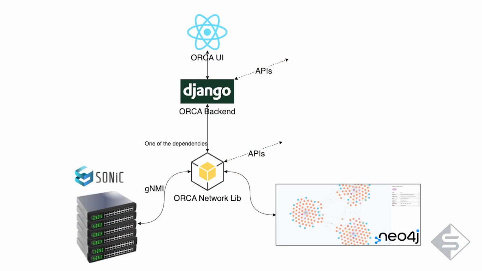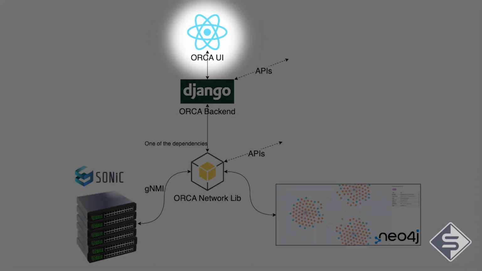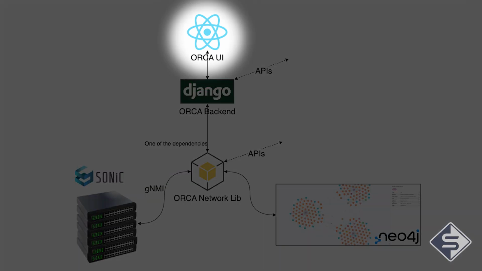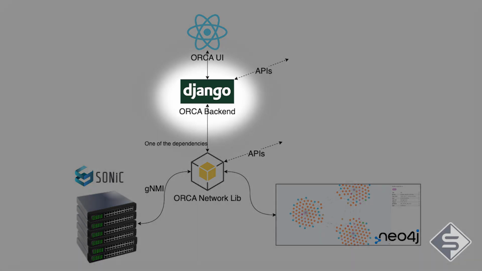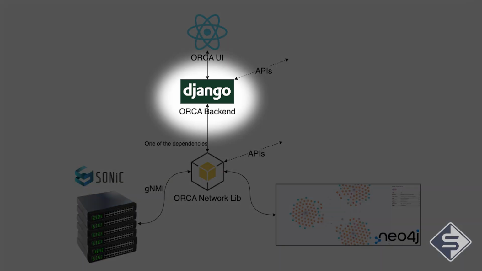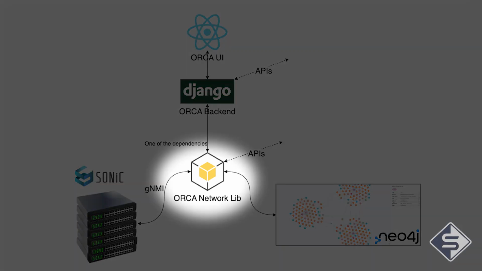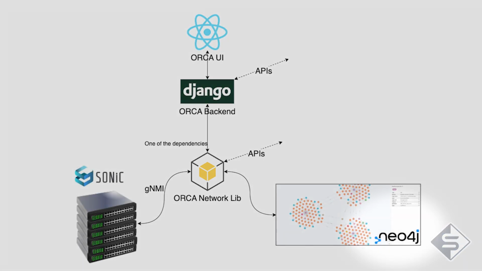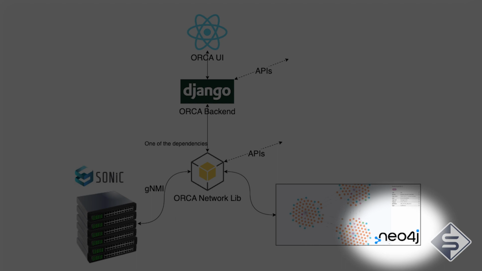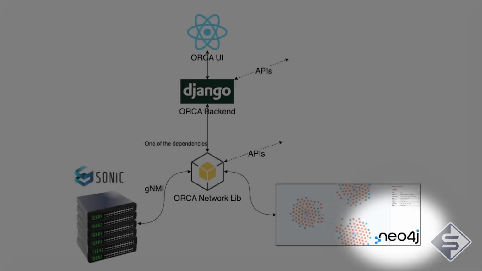As you can see in the diagram, ORCA has majorly four components. ORCA UI, a React-based user interface. ORCA backend, a Python Django-based server to serve the user requests. ORCA network library, a gNMI client implementation to perform CRUD operations on SONiC switches and update the database. Neo4j database to store network topology and real-time device and network information.